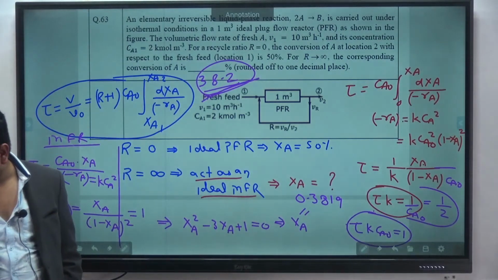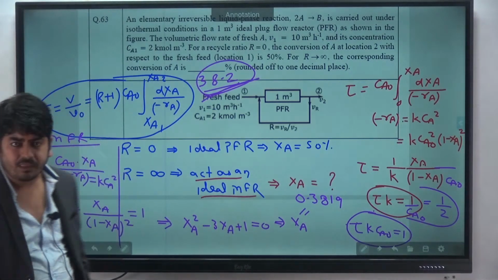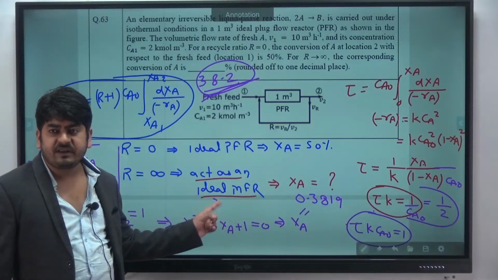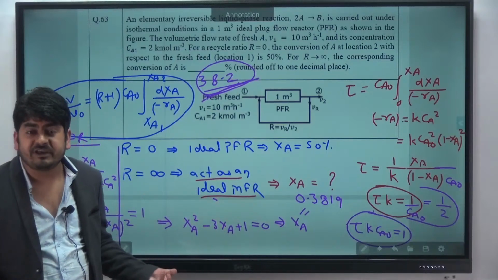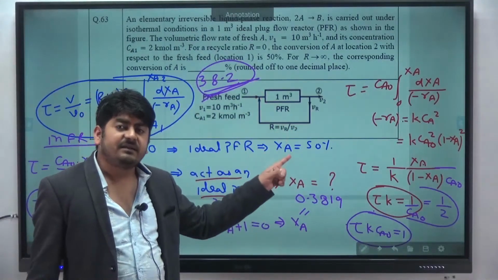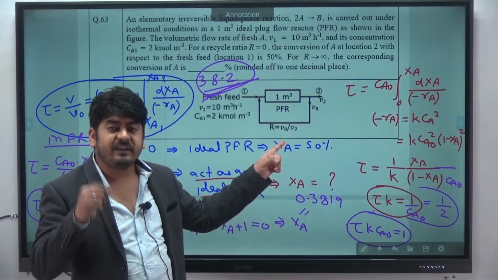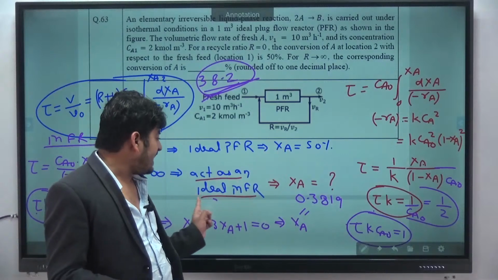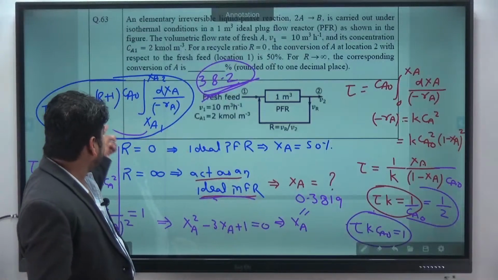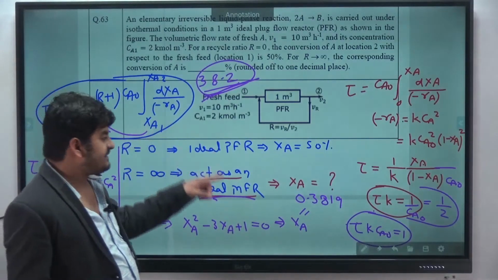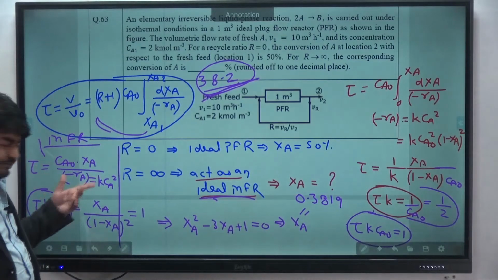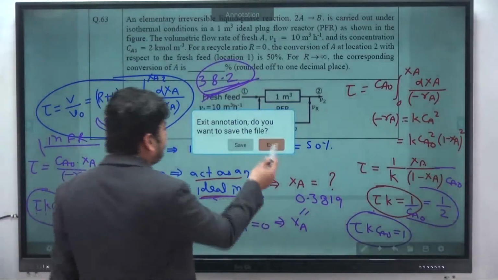I hope it is clear to all of you. Okay, that's how you can solve. But remember, we cannot directly use the MFR equation. We should know the reason why we are using it. Because PFR with infinite recycle will produce the same result which an ideal MFR is producing. That is the reason. Since it is difficult to calculate this expression, that's why we are going for the equation of ideal MFR. Okay, I hope this part is also clear to all of you.